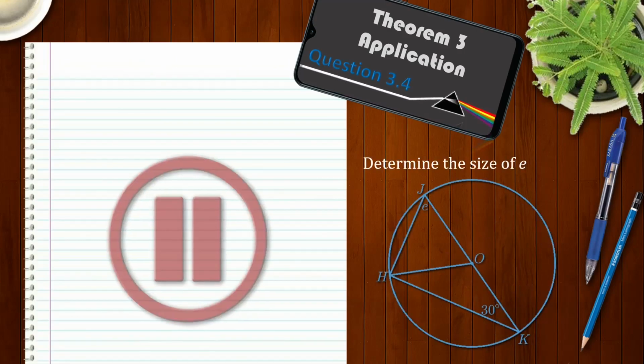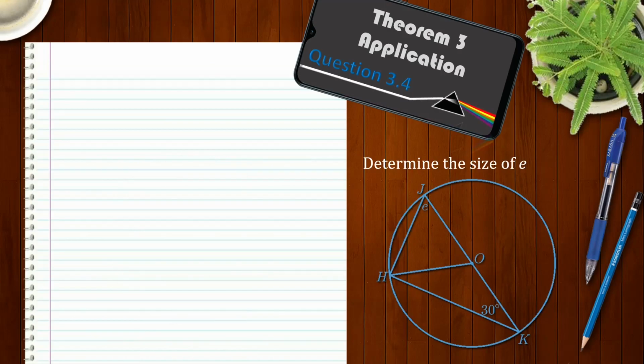Then for 3.4, determine the size of E. There are quite a number of ways we can do this, about 3 ways. But let's just look at what we have. This is the center of the circle, and then we've got 30 degrees over here, and E over here. And remember, the radius is always the same: OJ, OH, and OK, which makes it possible for us to find this angle because they are in this isosceles triangle. These two angles are equal. Also, this is equal to E. And then we also know that this is the diameter which subtends a 90-degree angle. So this is 90 degrees.